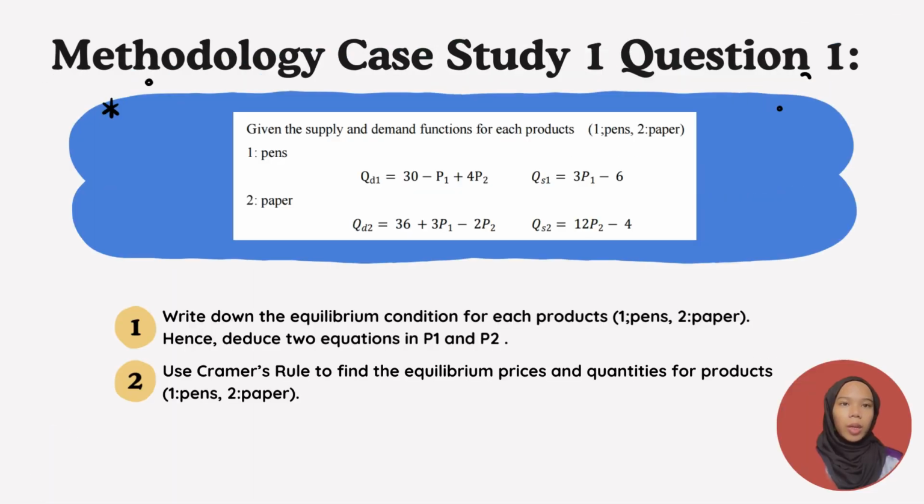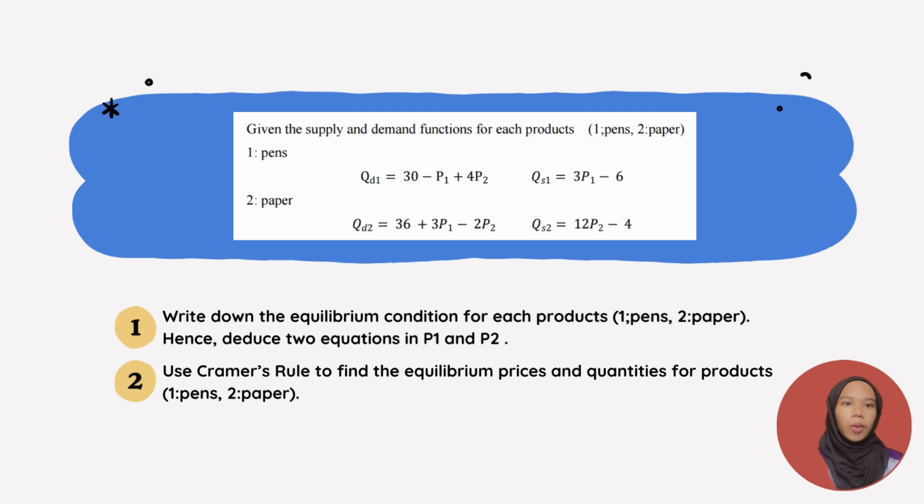Methodology, case study 1, question 1. First, write down the equilibrium condition for each product, 1 for pens, 2 for paper. Hence, deduce two equations in P1 and P2. Second, use Cramer's rule to find the equilibrium prices and quantities for the products.